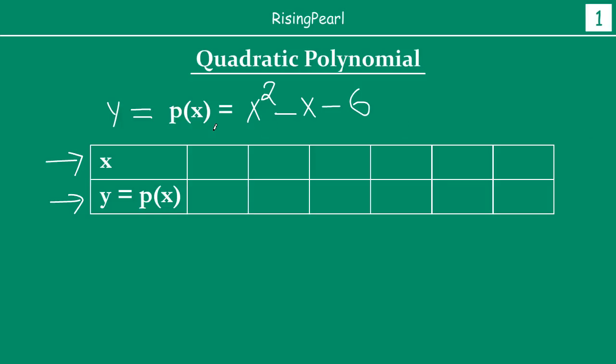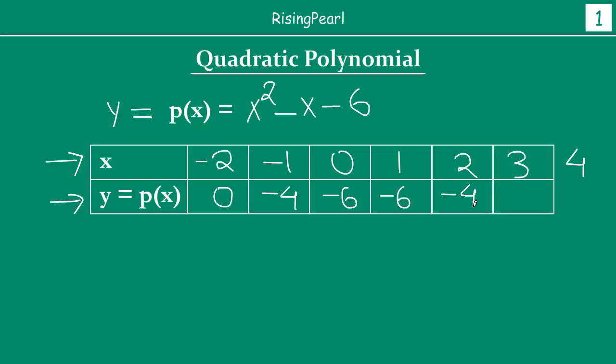Now, why am I taking the same polynomial? It is just to save time. In the last webisode, we took these values for x: minus 2, minus 1, 0, 1, 2, 3, and I think we also did 4. For x equals minus 2, the value of the polynomial was 0. At minus 1, it was minus 4. At 0, it was minus 6. At 1, it was minus 6. At 2, it was minus 4. At 3, it was 0. And at 4, it was 6.